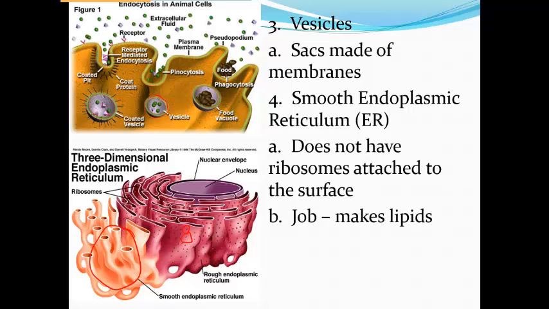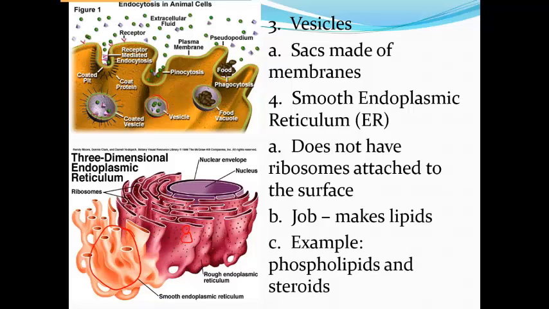The job for the smooth ER is that it makes lipids, and it has another job too we'll talk about on the next slide. So two jobs. One of them is to make lipids, and some of the lipids that they would make would be the phospholipids. Phospholipids, remember, are the head with the two tails. One part likes water, that would be this part. One part does not, and that is what all of your cell membrane is made up of, is phospholipids. Steroids would be another lipid that the smooth ER makes.